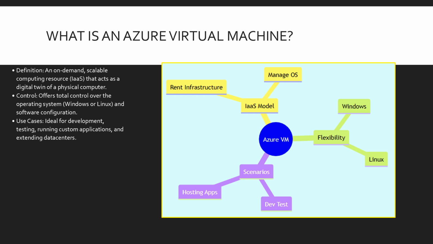This mind map centers on the Azure VM as the core concept. Branching out, we see it adheres to the IaaS model, meaning you rent infrastructure but manage the OS. We see flexibility in OS choices like Windows and Linux. Finally, we see common scenarios such as development, testing, and application hosting, illustrating the versatility of the service.